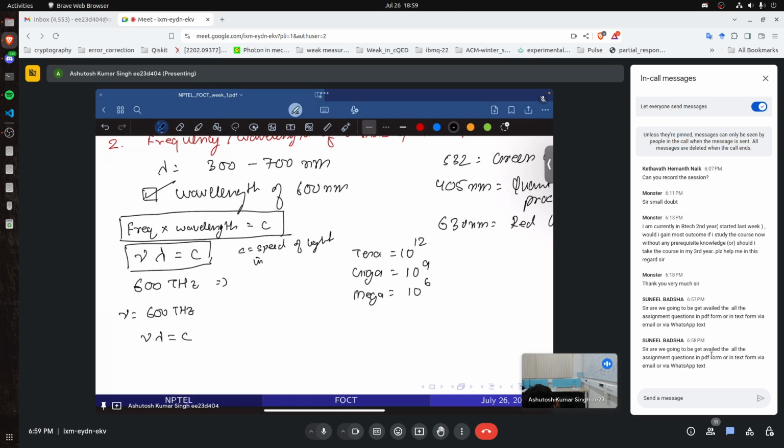In free space, lambda is equal to c by nu. I know c is 3 into 10 raised to the 8 meter per second, and the frequency is 600 into 10 raised to the 12 hertz.